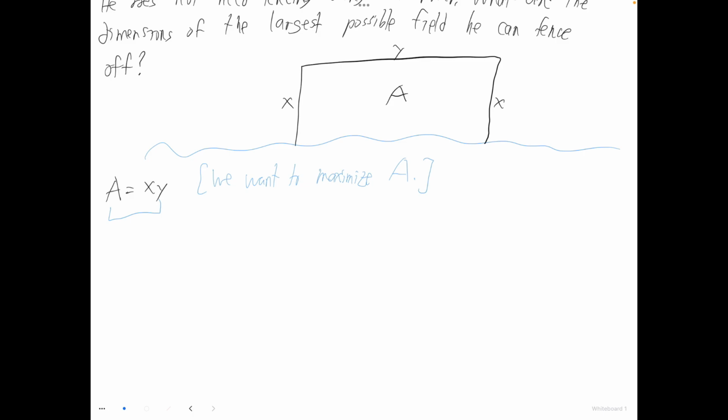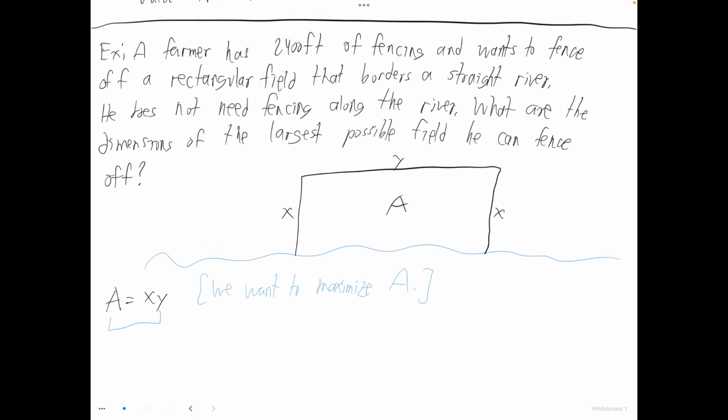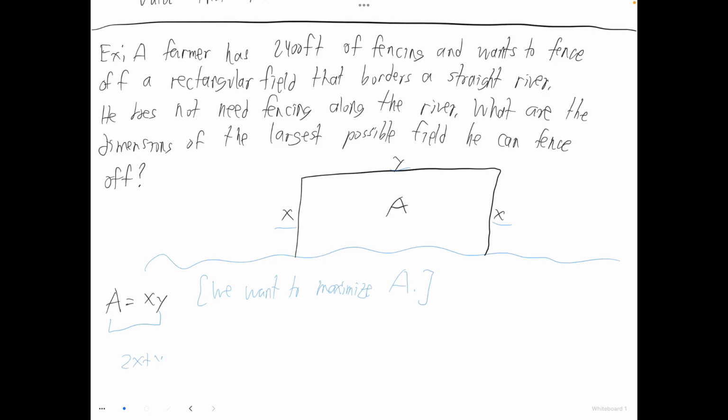And we're going to use the given information about the perimeter to do so. We know he has 2,400 feet of fencing. That means that if I take these three numbers, x, y, and x, so 2x plus y, that must be less than or equal to 2,400, because that's how much fencing he has, so he can't go over that amount.